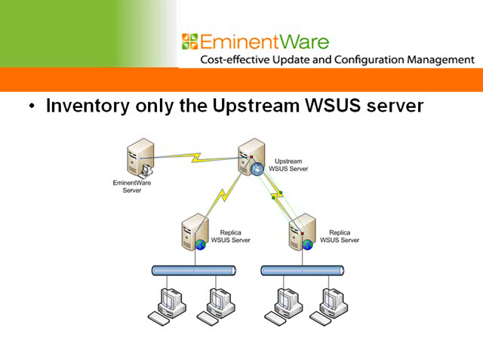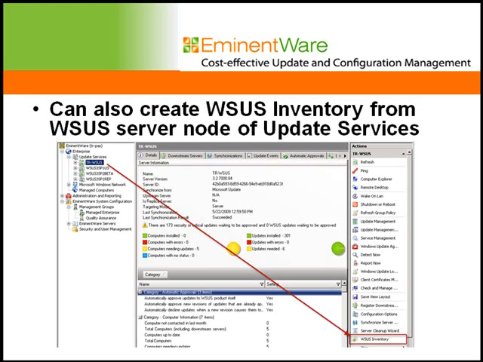Probably the most significant disadvantage of inventorying only the upstream WSUS server in a replica hierarchy is the delay time it takes between the client information becoming available to the replica server and it finally getting populated into the EminentWare server for reporting. You could also create the WSUS inventory event from the WSUS server node of the console by choosing the WSUS inventory action item.